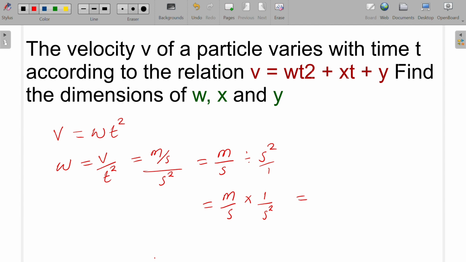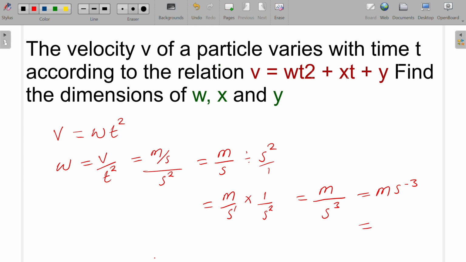This will be equal to m on top, and down here, s multiplied by s squared. When you're multiplying the same base, you just add the powers. So we'll have s, then the power we have for this one is 1, so 1 plus 2 gives us 3. So what we have is m divided by s to the power of 3. And this can be rewritten as m, bringing the s on top, the power becomes negative. So this will be m s to minus 3.